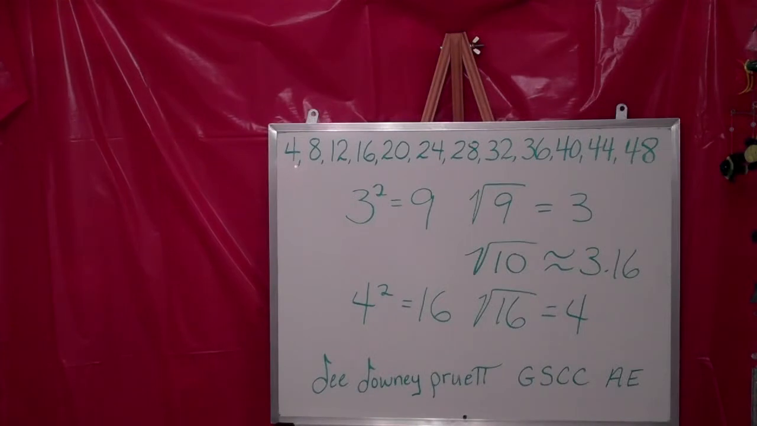Multiples of 4: 4, 8, 12, 16, 20, 24, 28, 32, 36, 40, 44, 48. And now remember our hint. How old do you have to be to drive a 4 by 4 pickup truck? 16. What is 4 squared? 16. What's the square root of 16? 4.